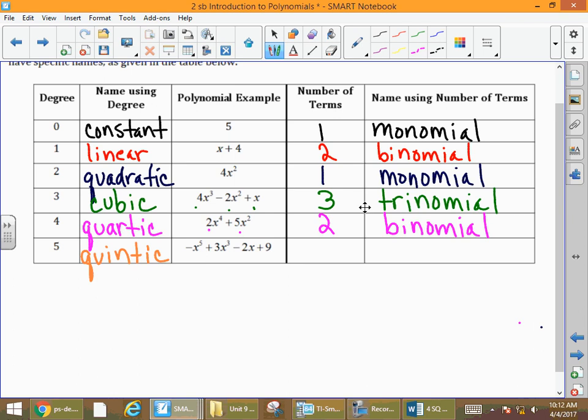When we look at our example, negative x to the 5th plus 3x cubed minus 2x plus 9, how many terms do we have? 4. And then the name of the term, well, after 3 we don't really have any special name, so we can call it a polynomial, or a polynomial of 4 terms.